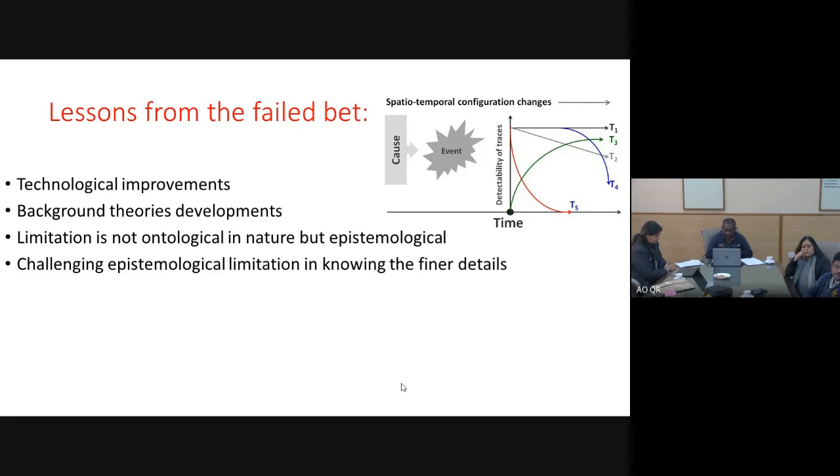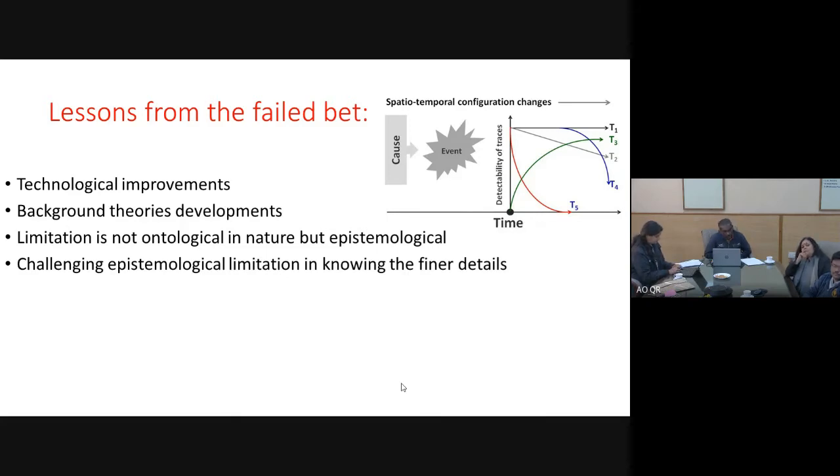As of now, if somebody says something is impossible, that is actually epistemological. With the improvements in technology and the development of appropriate background theories, one can infer what is true of the past.